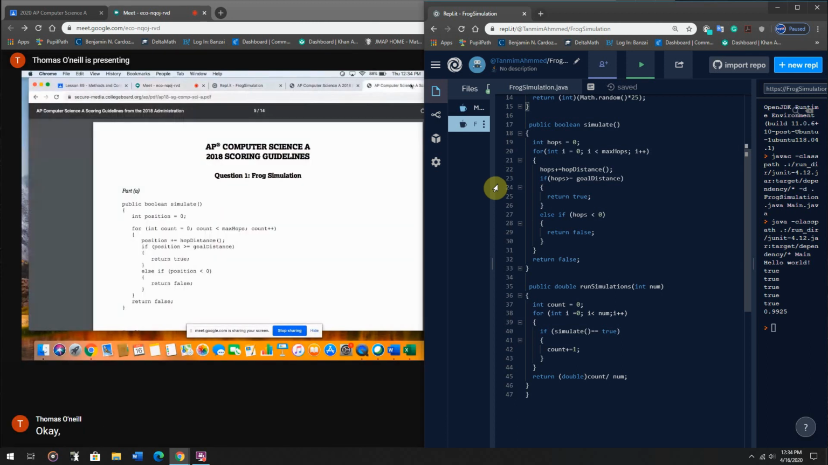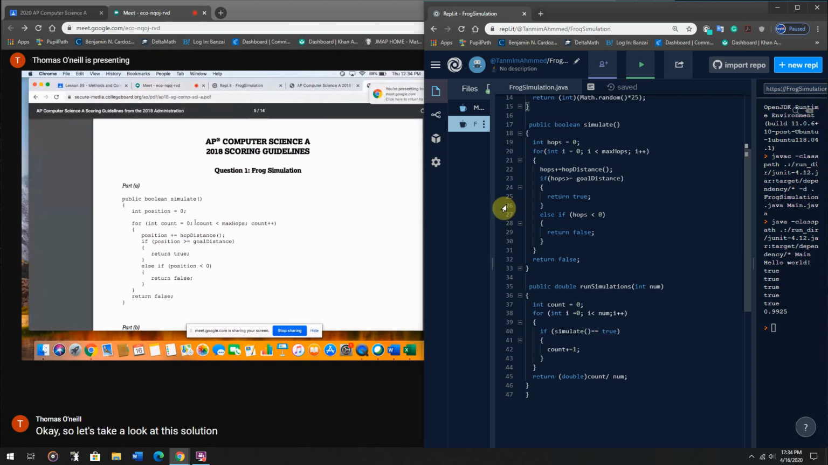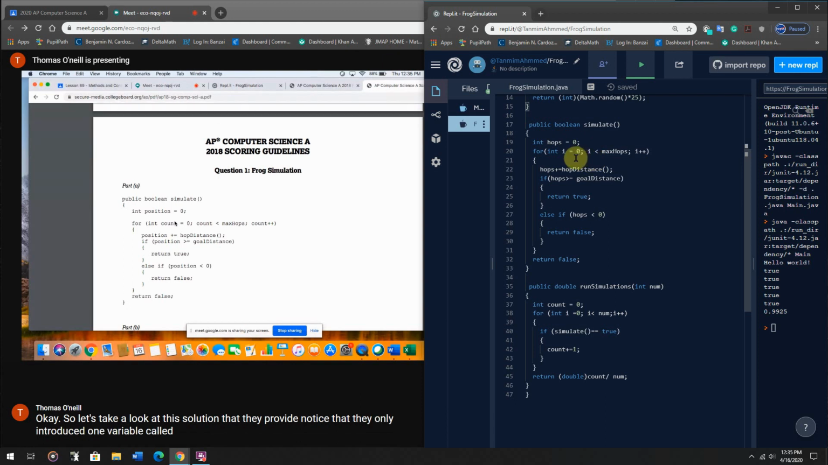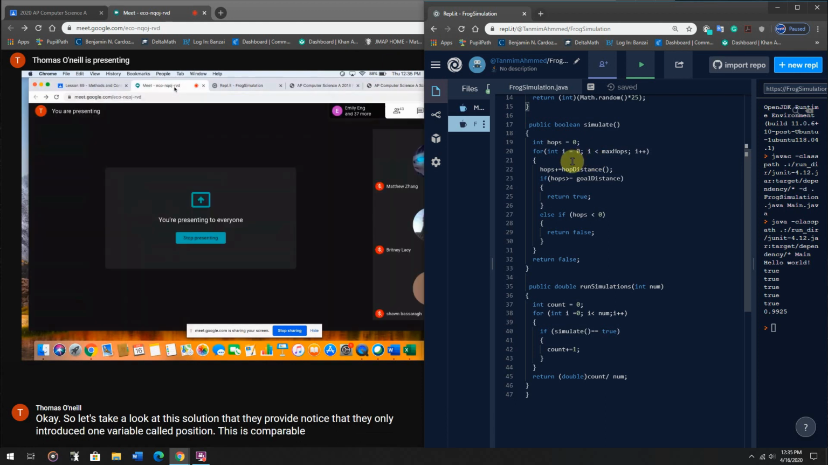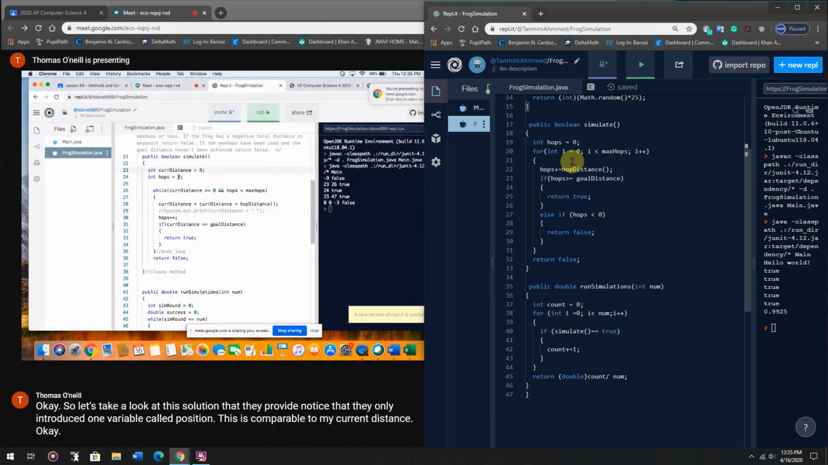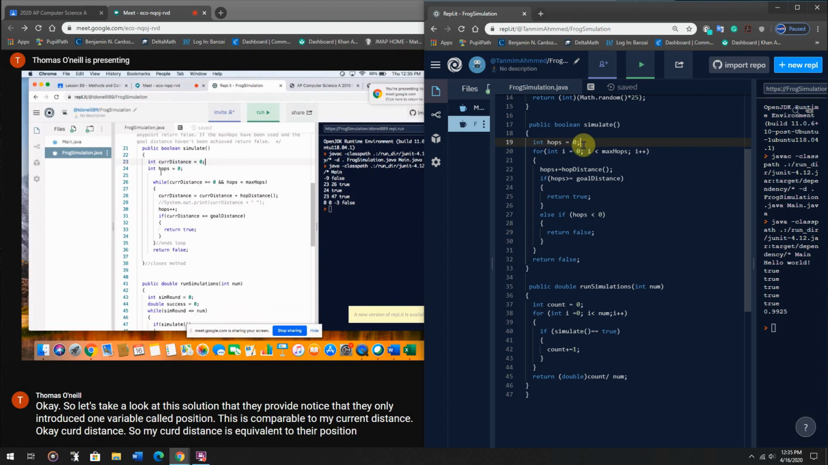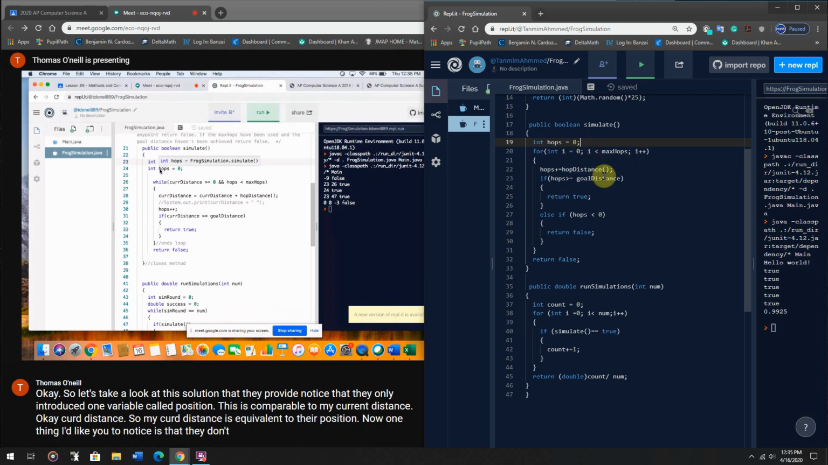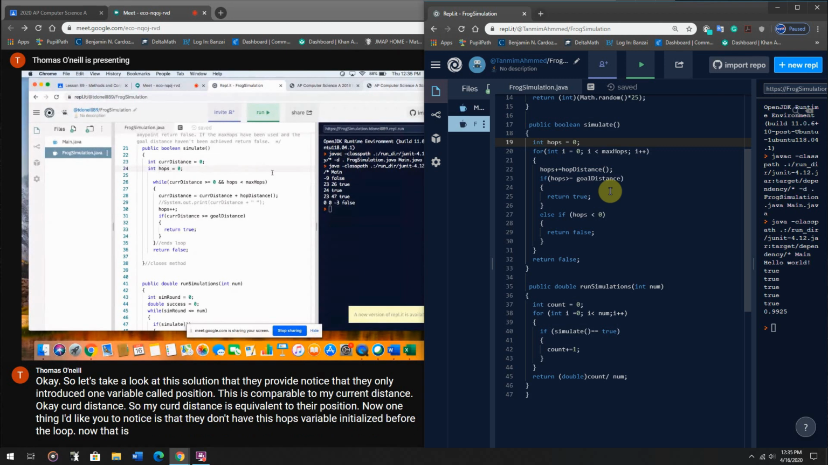Okay, so let's take a look at the solution that they provide. Notice that they only introduce one variable called position. This is comparable to my current distance, so my curDistance is equivalent to their position. One thing I'd like you to notice is that they don't have this hops variable initialized before the loop. That is because I'm using a while loop and they're using a for loop.